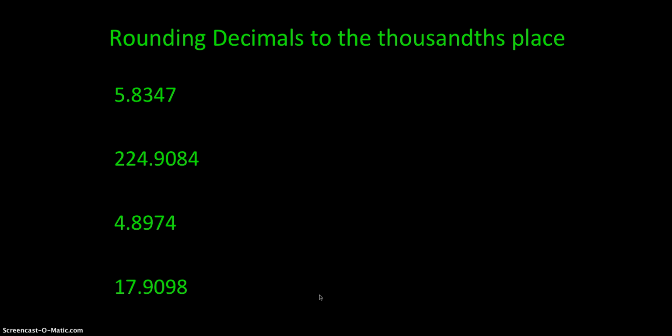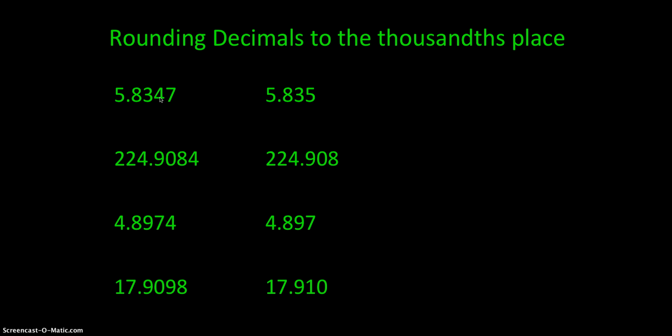The last thing we're going to practice is rounding to the thousandths place. This number is 5 and 8,347 ten thousandths. Here's the thousandths place. I'll look to the right, that's greater than 5, so I know I'm going to round this up by 1. The result, 5 and 835 thousandths. Go ahead and practice, stop the tape, and then turn it back on to check your answers.